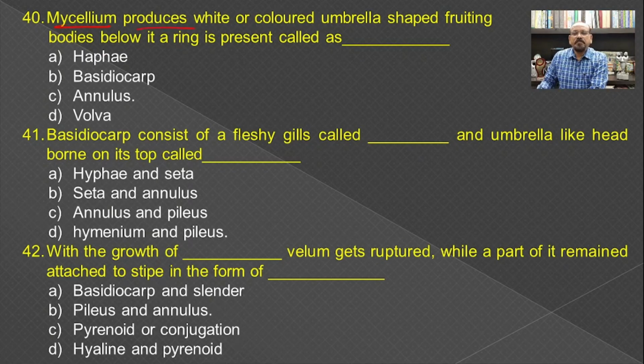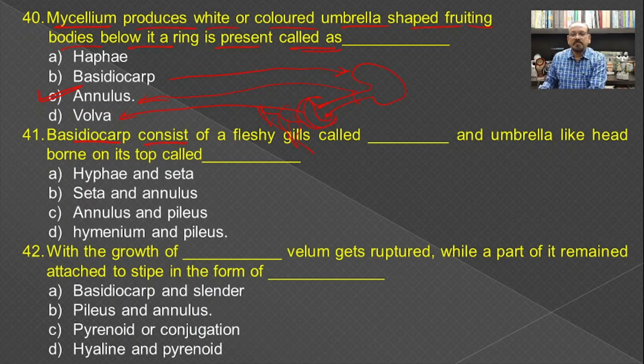Then a mycelium produces white or colored umbrella shaped fruiting bodies. Below it a ring is present called as. Earlier we have seen that the fruiting body is attached to the stipe or the stalk, and below it there is a ring like structure known as the annulus, and the cup like structure present at the base is known as the volva. Here this is a fruiting body, the basidiocarp, and the hyphae which develop are the vegetative part of the mushrooms.